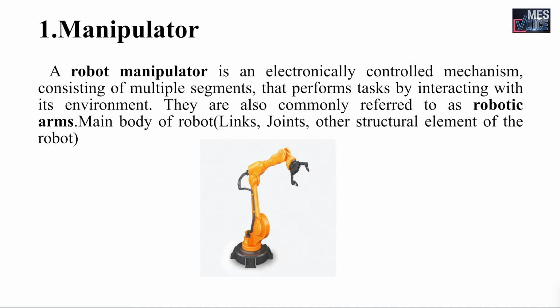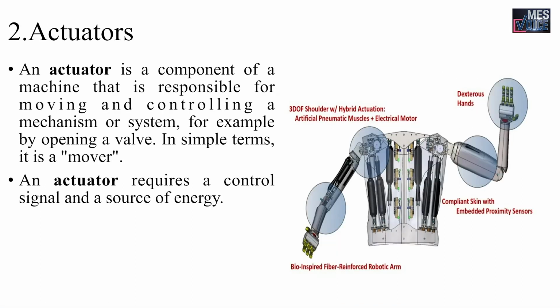The main body part of the robot includes limbs, joints and other structural elements to build a robot. Next component is the actuator. An actuator is responsible for moving and controlling a mechanism or system. Simply, it can be termed as a mover. It requires a control signal and a source of energy to work. From the figure, we can see blue circles that are the areas where actuators are kept. These areas are the major areas where the robotic arm is needed to move.